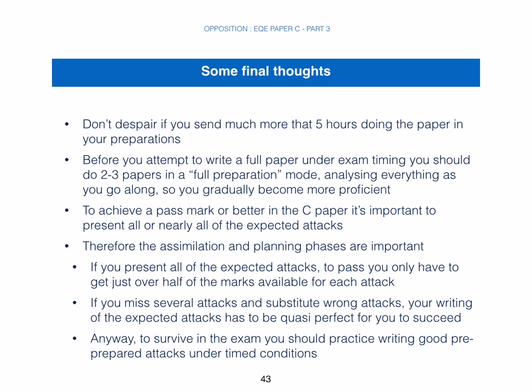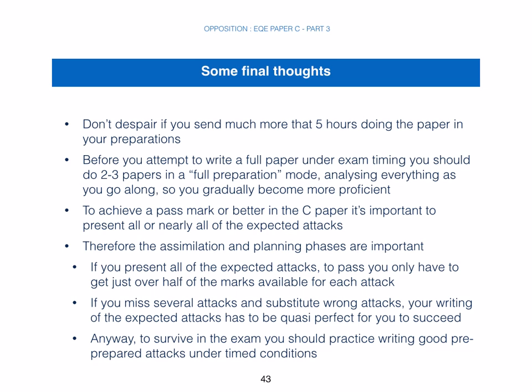To achieve a pass mark or better than a pass mark in the C paper, it's important to present all of the expected attacks or nearly all of the expected attacks. The C paper is always designed so that there is only one correct solution as concerns the expected attacks, and you have to find that selected solution. If you present all of the expected attacks, to pass, you only have to get just over half of the marks available for each attack.